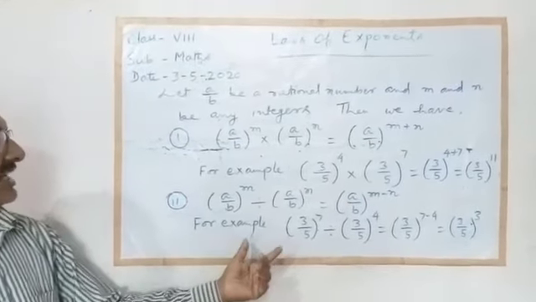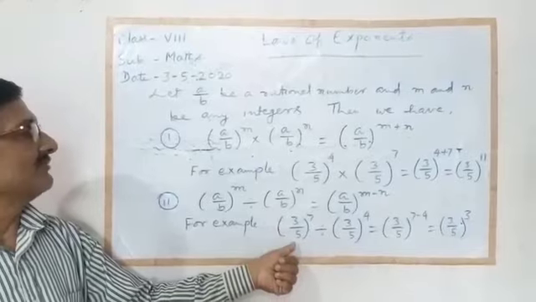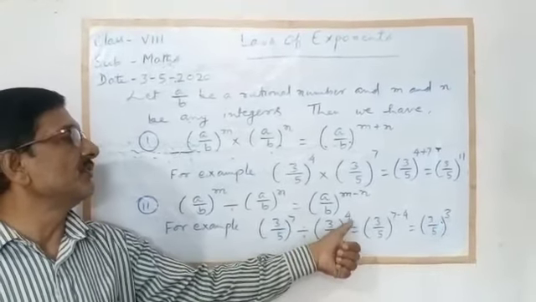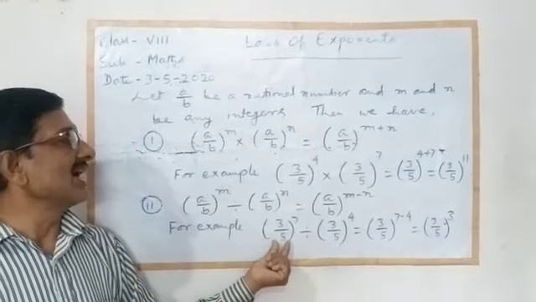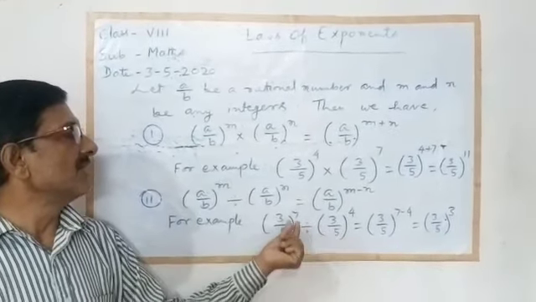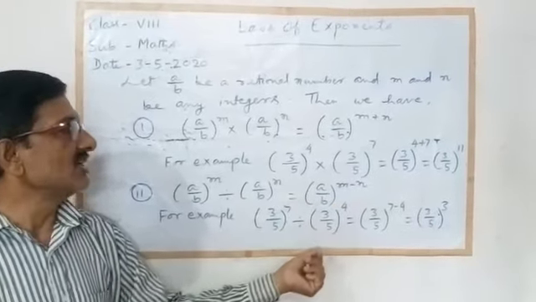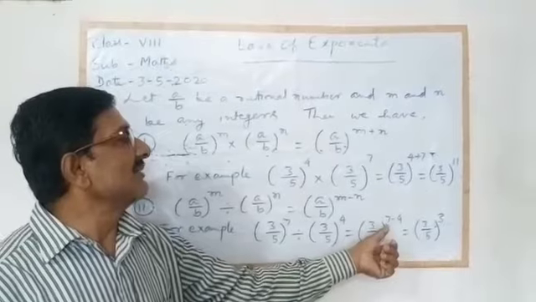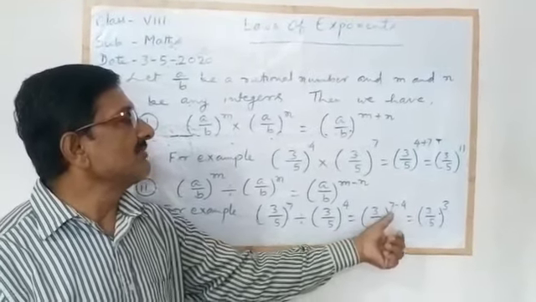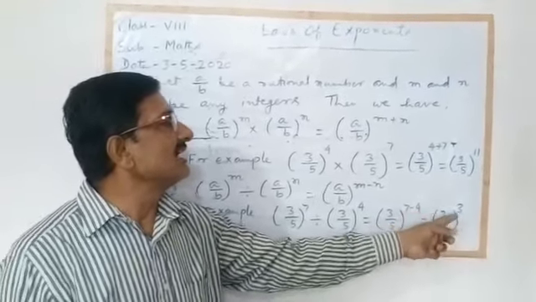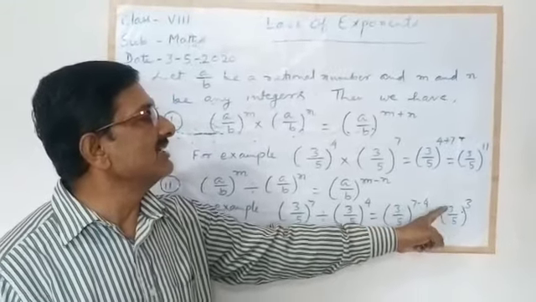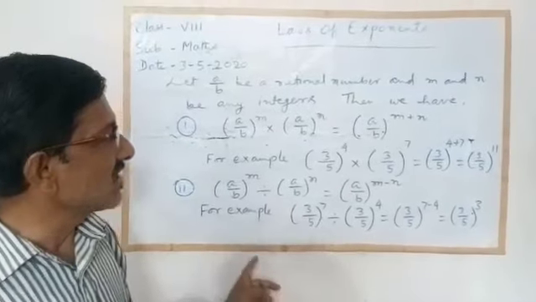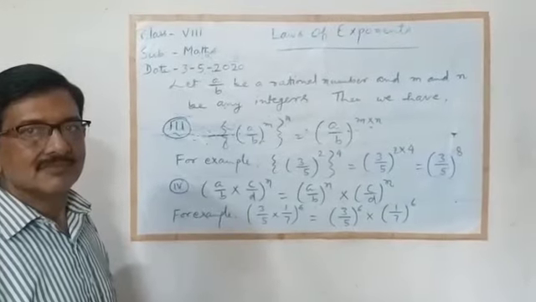So take an example, (3/5)^7 divided by (3/5)^4. Here also we are getting the same bases but different exponents. So the result will be (3/5) to the power 7 minus 4. 7 minus 4 gives you the result 3. So the result will be (3/5)^3. In this way we can solve any question.